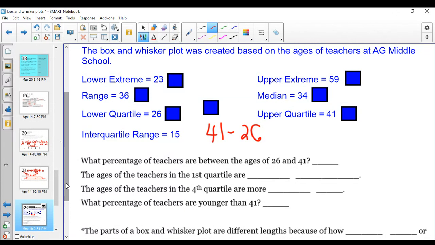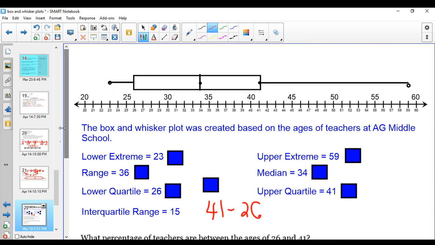First question says, what percentage of teachers are between the ages of 26 and 41? So let's back up for just a second and talk about percentages again. In the beginning, in the notes, the fill in the blank part, we talked about each quartile being 25% of the data. So I think it's always helpful to fill in a reminder that this quartile is 25%. This quartile is 25%. This is 25%, and this is 25%.